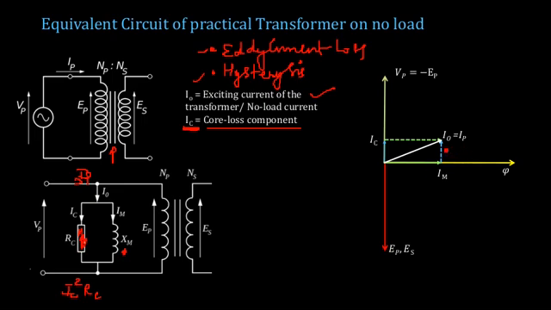IP can be resolved into two components, IC and IM. IC will be in phase with VP and IM will be in phase with the flux phi. So the equivalent circuit can be represented like this. This is the practical case, and this is the equivalent circuit of the practical transformer on no load, where both the core loss component as well as the magnetizing component are shown by RC and Xm respectively. All other explanations remain the same.